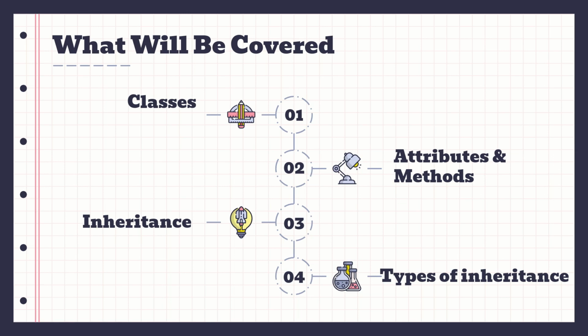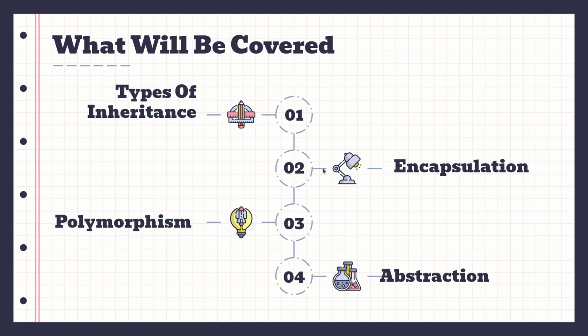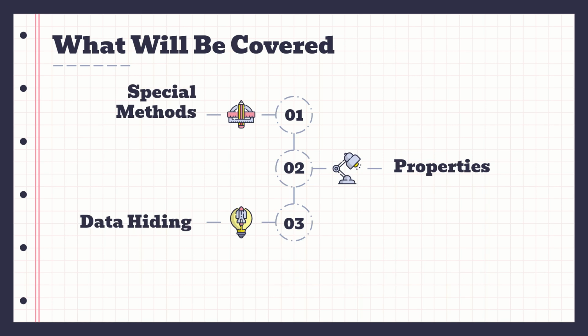We'll be looking at classes, how to create a class, how to create an instance or an object. We'll be looking at attributes and methods, and the different pillars of object-oriented programming. That is inheritance, types of inheritance, encapsulation, polymorphism, abstraction, and special classes or data methods in Python. That is, we'll be looking at properties, data hiding, and all of that.